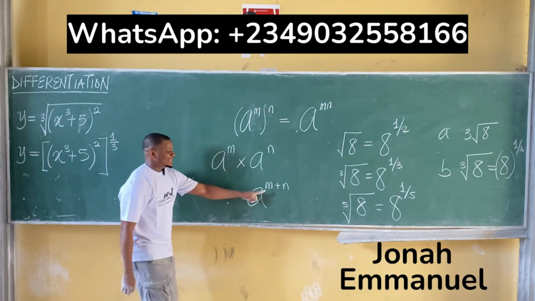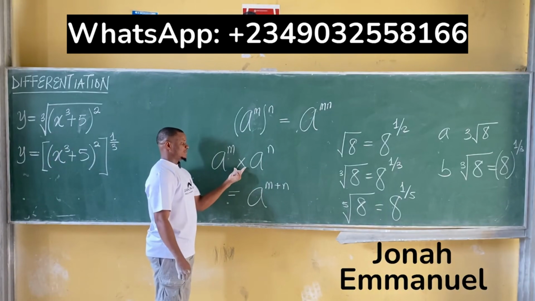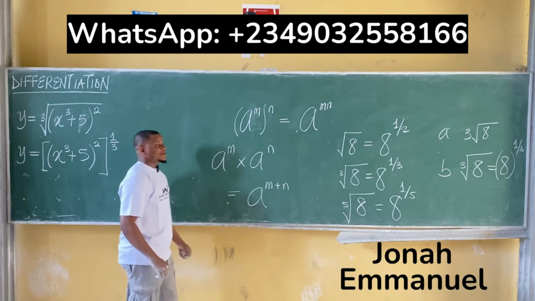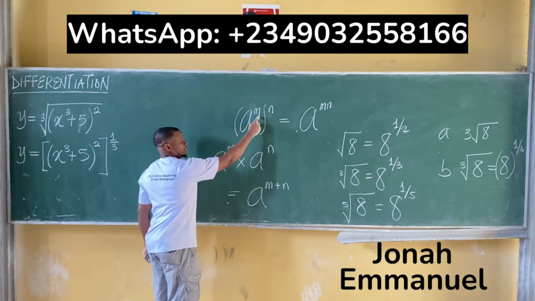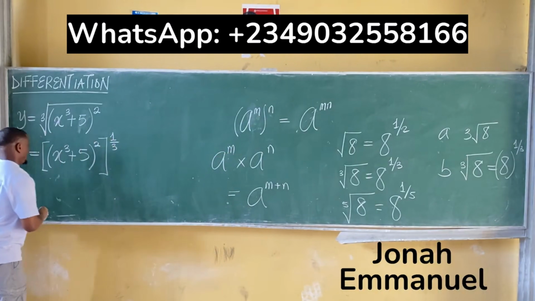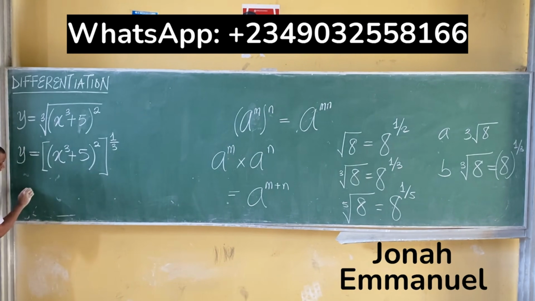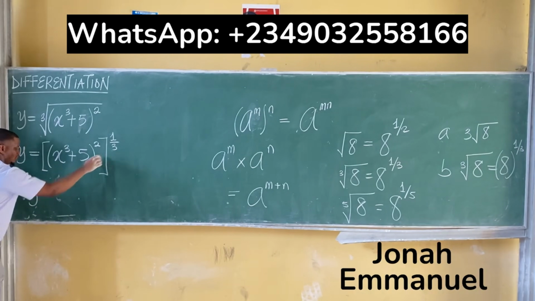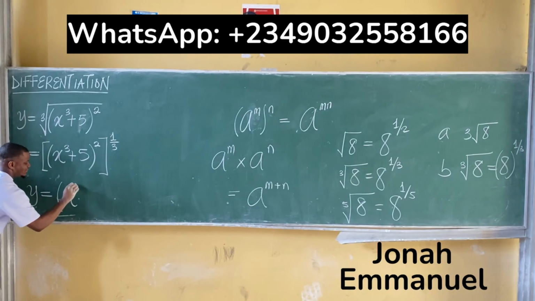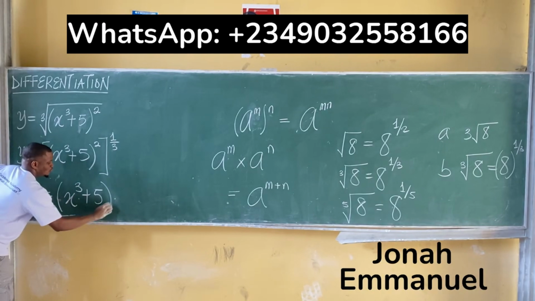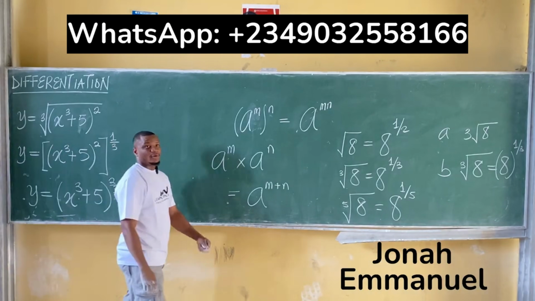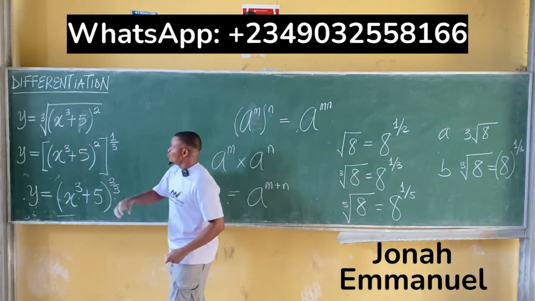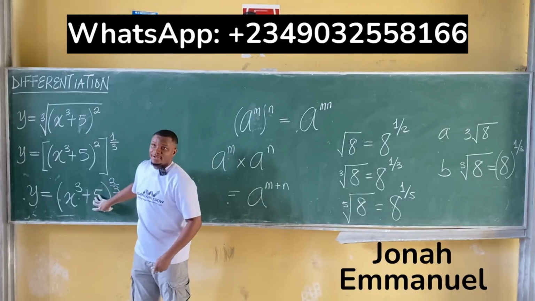They only add if I have the same base multiplying with the power. That's it. In this case here, obviously, this one follows this pattern. What does it mean? It means that from here, if I expand again, y will be equal to x cubed plus 5 to the power 2 times 1 over 3, which is 2 over 3. That's it. So your task is to move from here to here. That's your task.